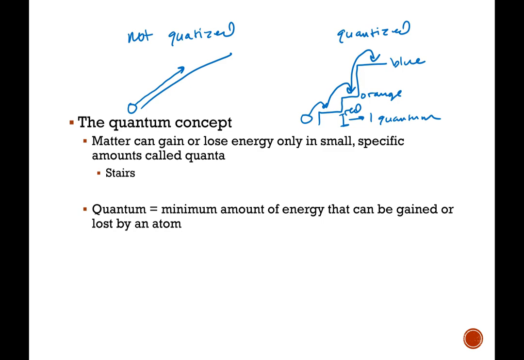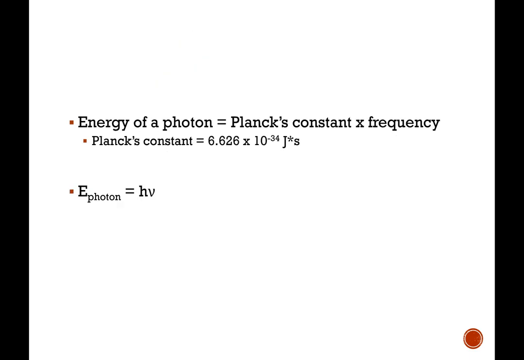Quanta can be different amounts. The steps are different sizes. But a quantum is the minimum amount of energy that can be gained or lost by an atom. We can actually calculate the energy of a photon using this equation: Planck's constant times frequency. A photon carries one quantum of energy, and we can calculate how much energy that is by doing Planck's constant times frequency. Planck's constant is 6.626 times 10 to the negative 34, and the unit of that is joules times seconds.